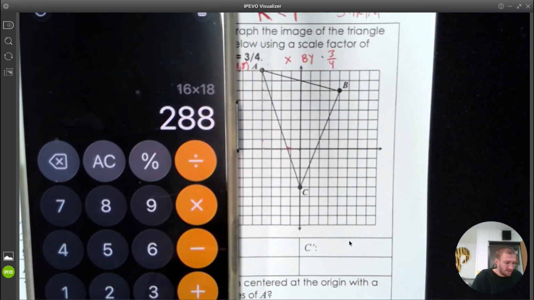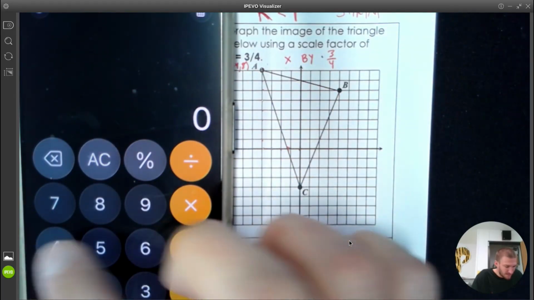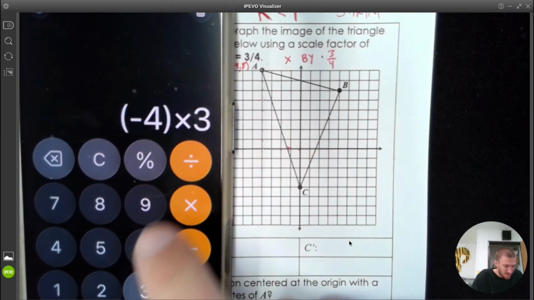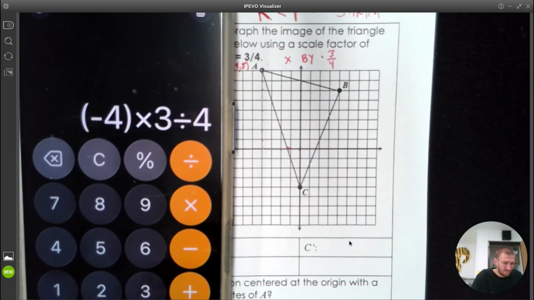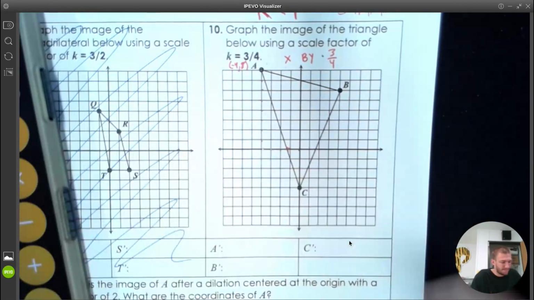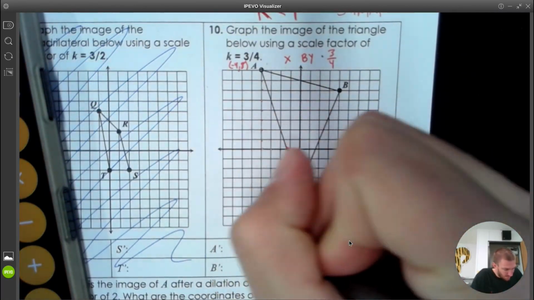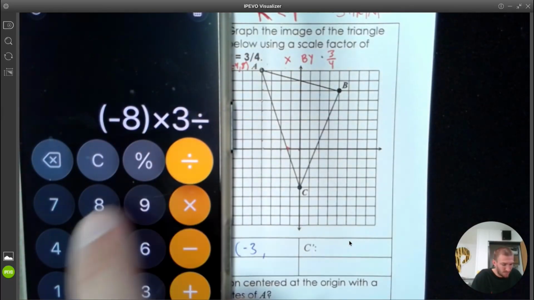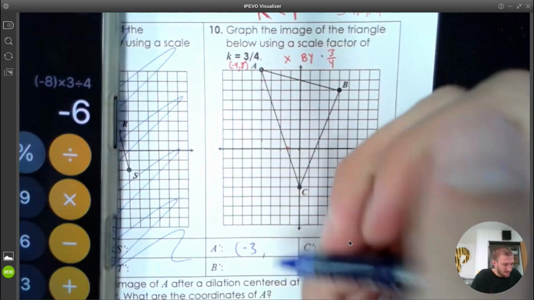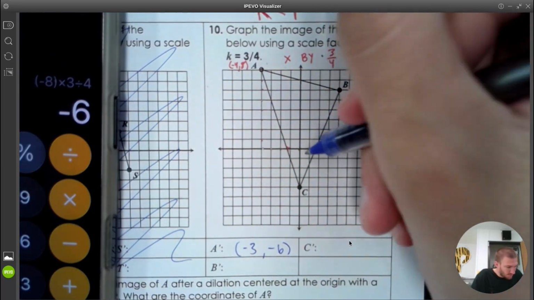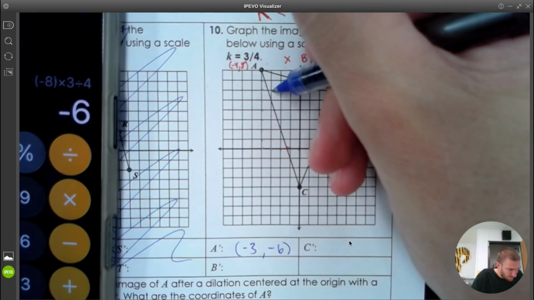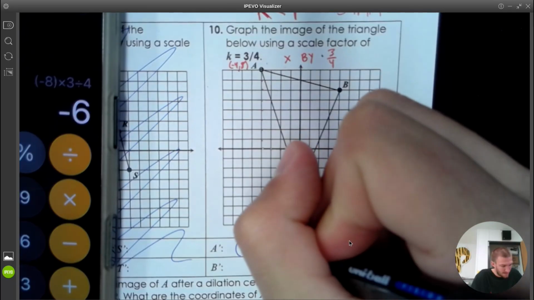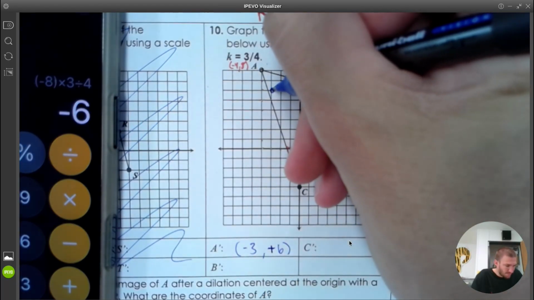So here's a calculator, and the first number was -4 times 3/4. -3. The next number was negative 8 times 3/4, negative 6. And so, negative 3, ooh, hold up, Mr. Collier. Positive 6 should be right here.